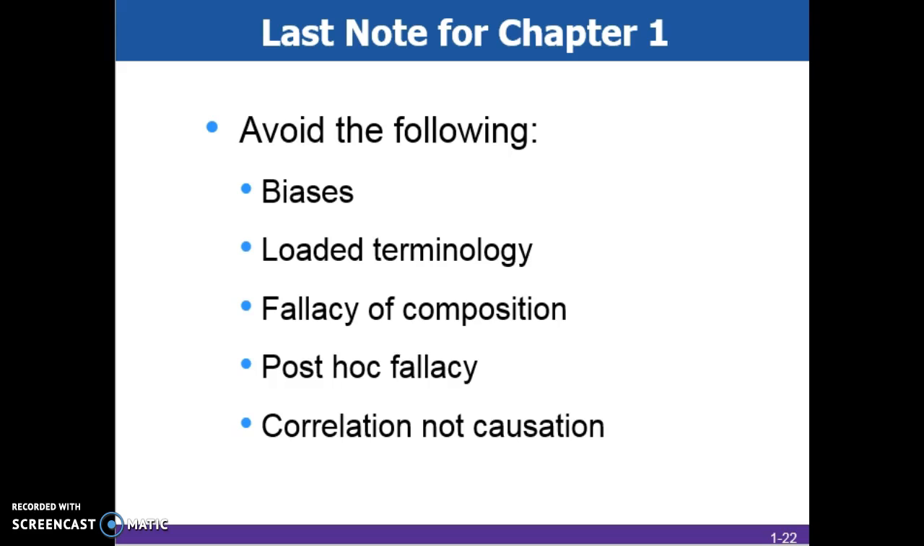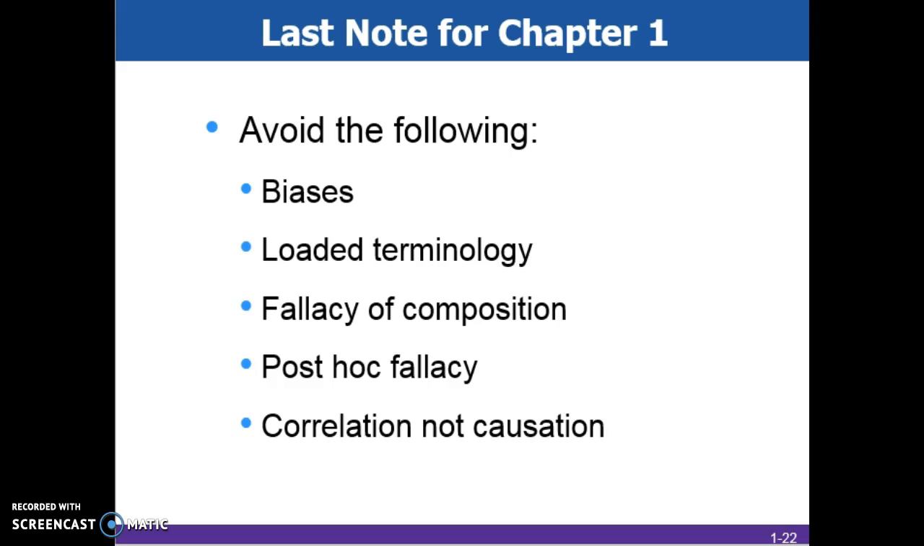As a last note for Chapter 1, it is important for us to remember a few very important things as we continue in a study of macroeconomics, and something you'll be reminded of along the way. First, avoid bias. It's often difficult to put aside biases, but it is important in order to perform an objective evaluation of the economy.